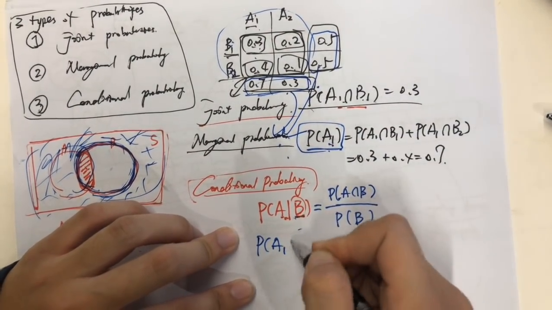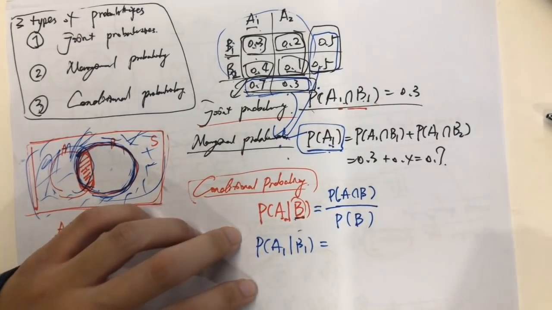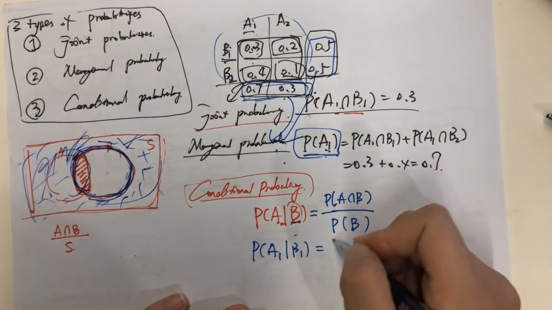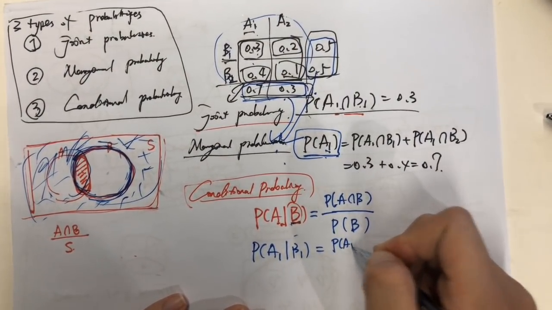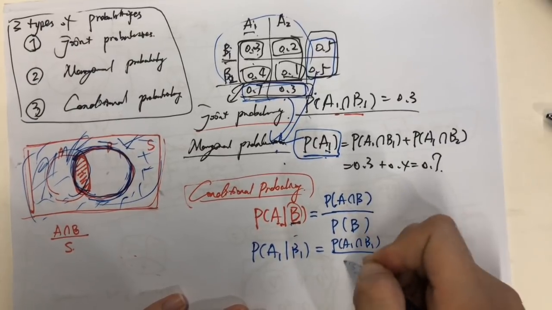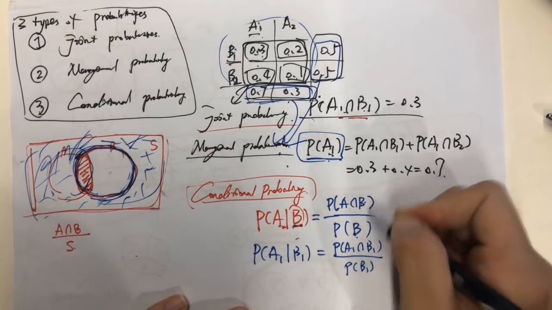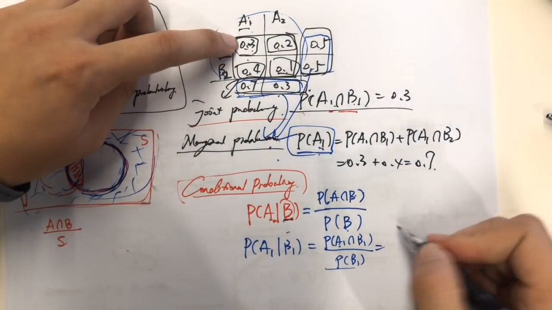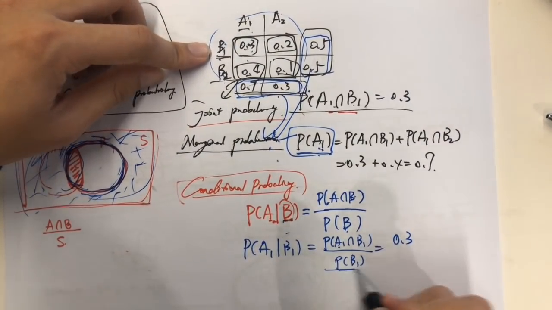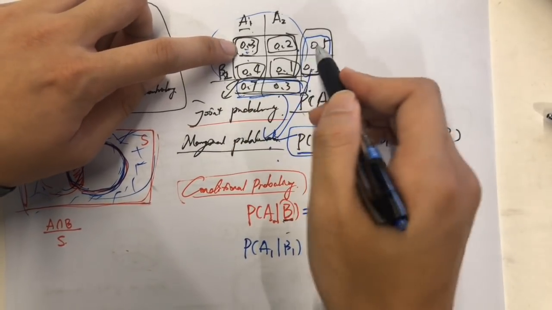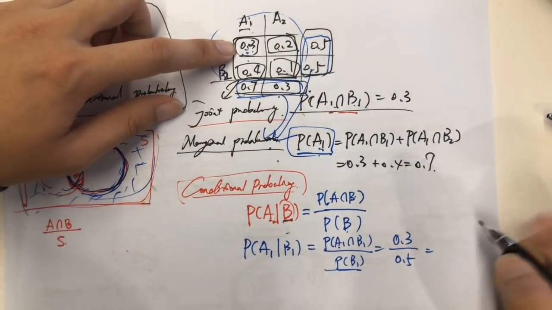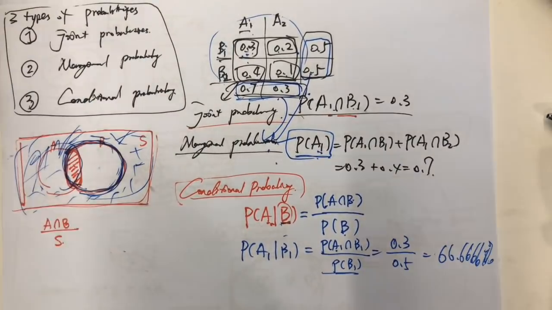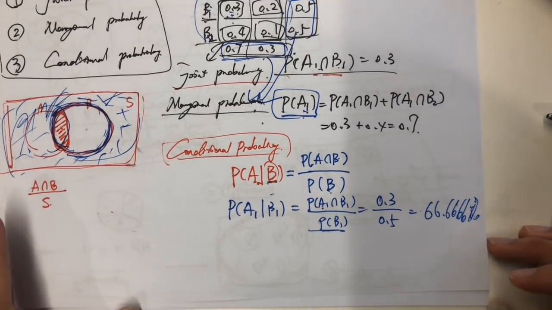For this question, let's take a simple example. What's the probability of A1 given B1? The probability of A1 intersection B1 divided by the probability of B1, right? This is the definition formula of conditional probability. A1 B1 intersection is 0.3, and the probability of B1 is 0.5, so we get 66.66%.